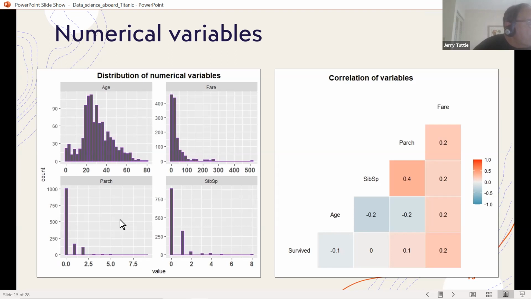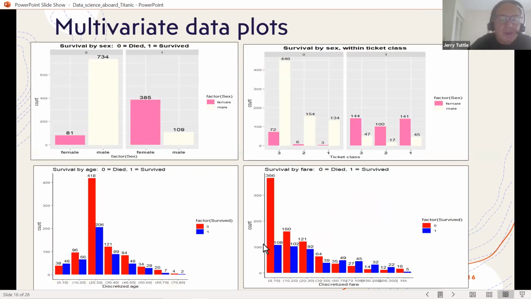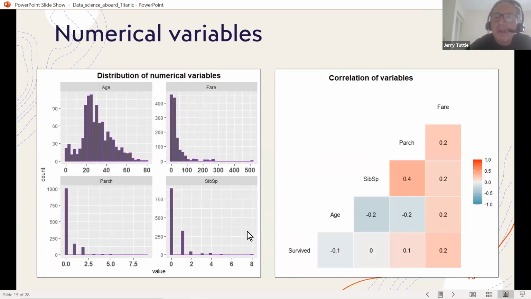Parch, remember, is the number of parents or children aboard. SibSp is the number of siblings or spouses aboard. I computed the correlation of my numeric variables. These are nicely color-coded, which doesn't help me because I'm color challenged, but nevertheless, it gives me the numbers. It does give me low correlations among pairs of variables. That's important in regression, so that's good for regression purposes.